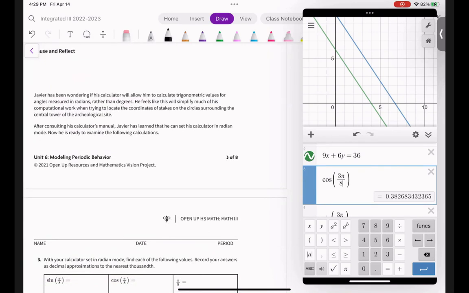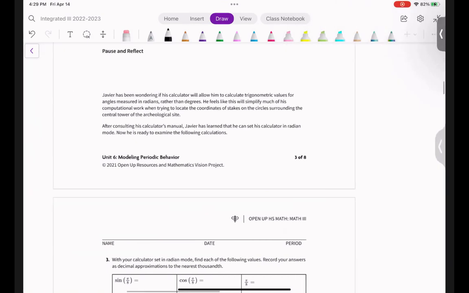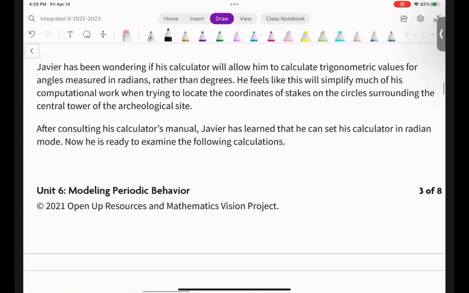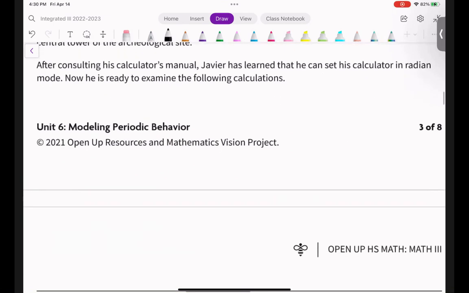Okay, the next part. So it says, hold on a second. Okay, so it says Javier, let me move this out so I can read better actually. So it says Javier has been wondering if his calculator will allow him to calculate trig values for angle measured in radians rather than in degrees. He feels like this will simplify much of his computational work when trying to locate the coordinates of the stakes on the circles surrounding the central towers of the archaeological site. After consulting his calculator's manual, Javier has learned that he can set his calculator in radian mode. Now he's ready to examine the following calculation.